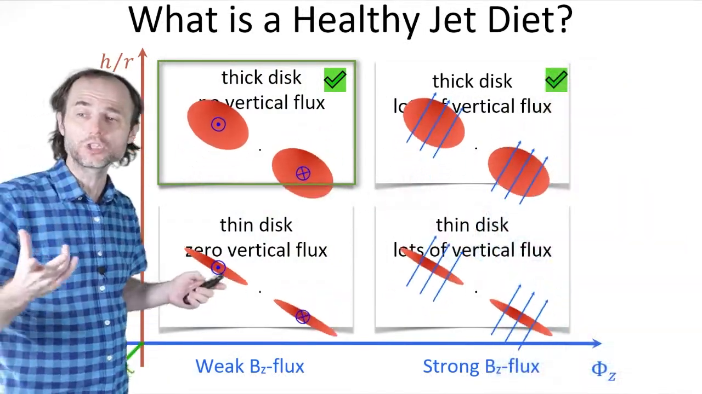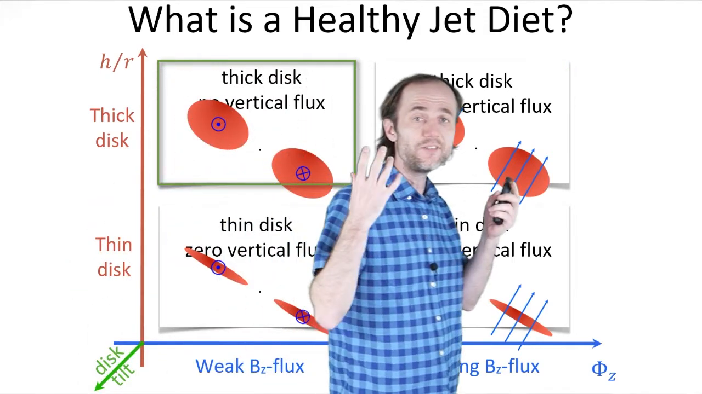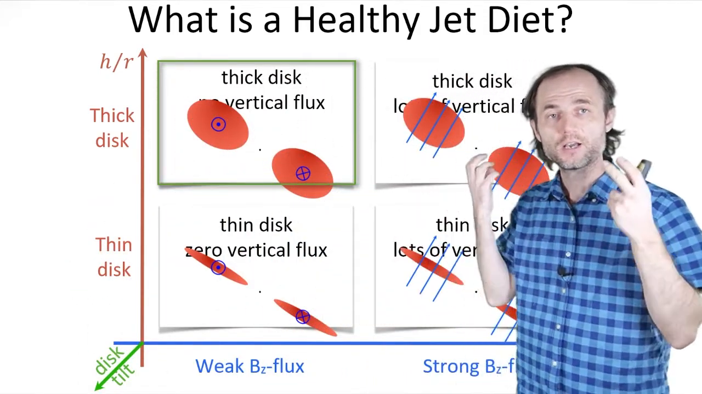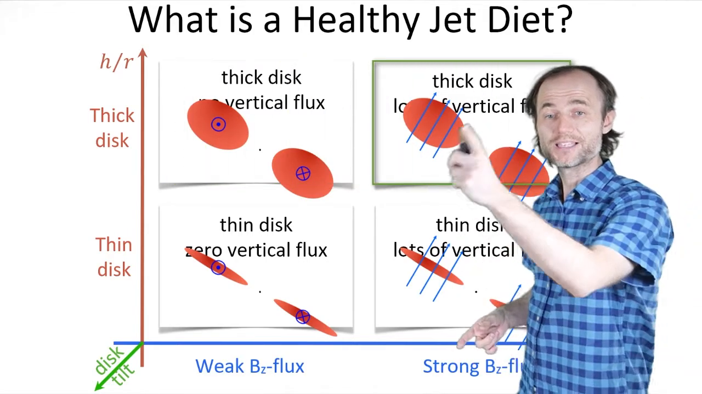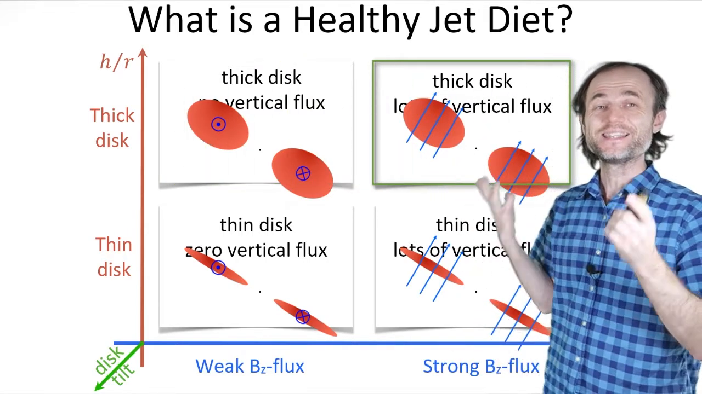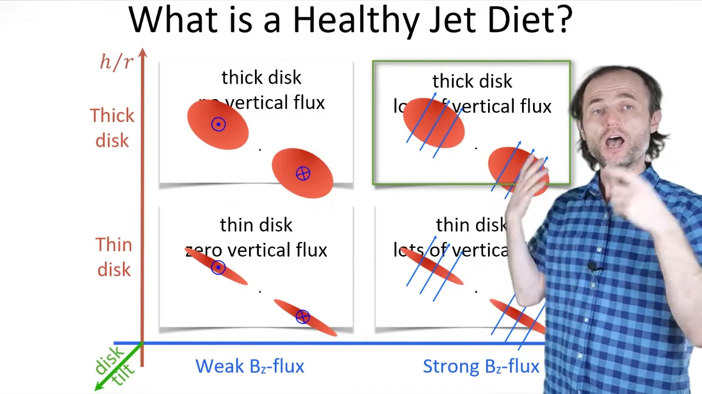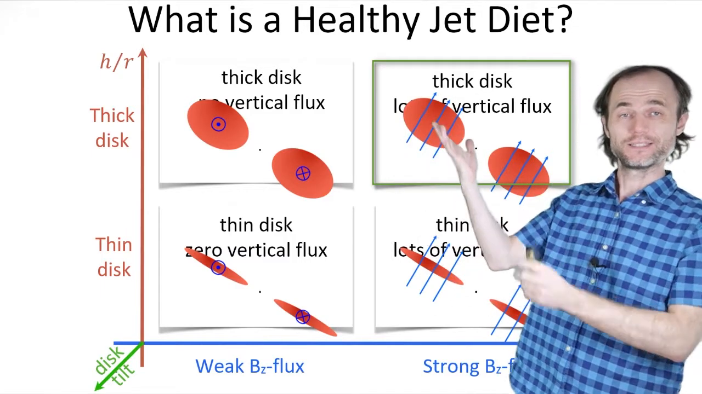What if we tilt this whole system? What if the tilt is the component that kills the jets? Well, let's try and check this out. As before, we'll start with the top right, the easiest case. Thickest disk, vertical field, but tilted.